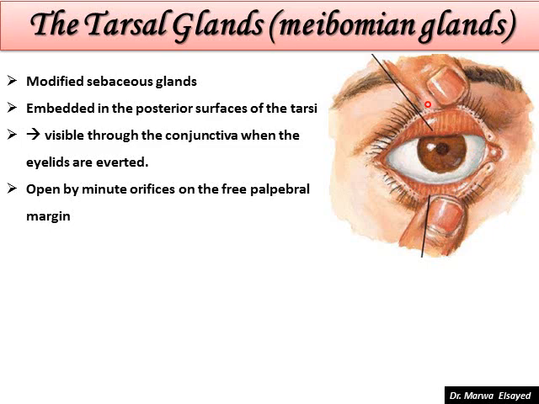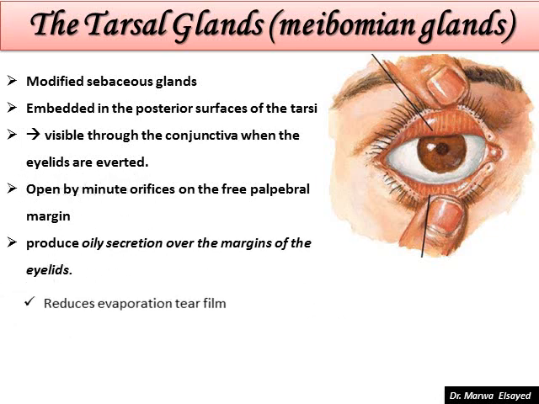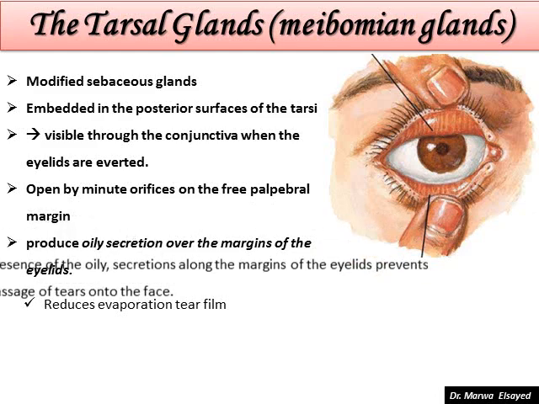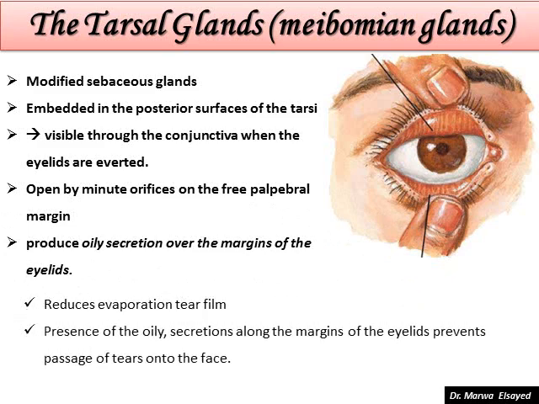This gland opens into the free palpebral margin, and the tarsal gland secretes an oily secretion. This secretion is important to reduce the evaporation of the tear film present in front of the eyeball. Also, the presence of this oily secretion on the margin of the eyelids prevents passage of the tears from the eye onto the face.